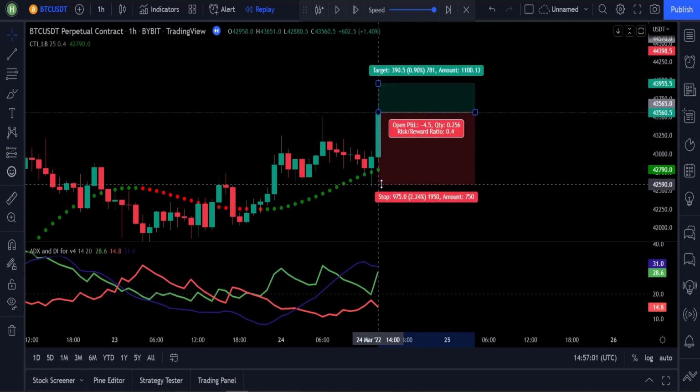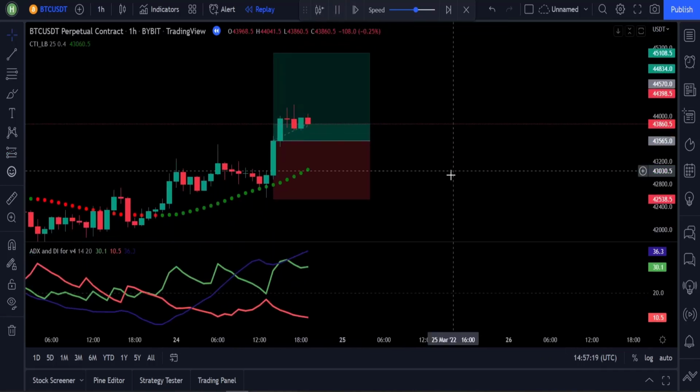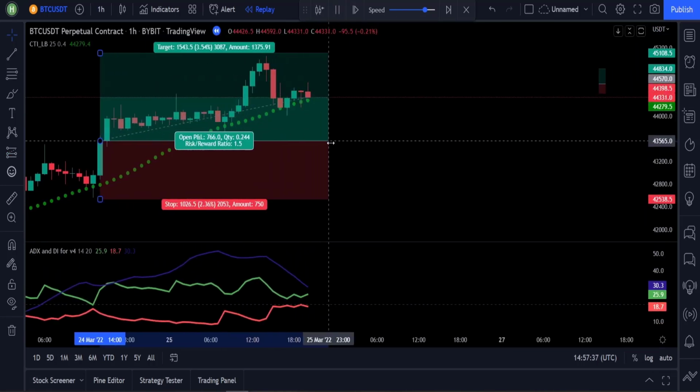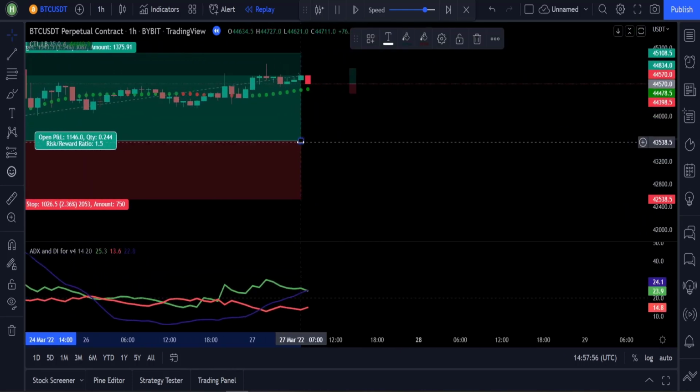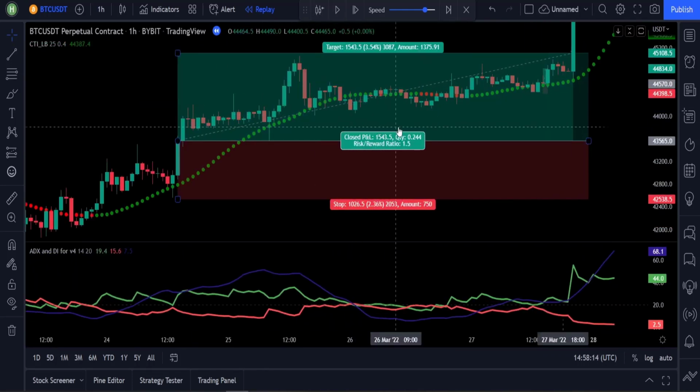So we'll enter this trade and keep our stop loss at the recent swing low, and keeping the risk to reward ratio 1 to 1.5. We'll hit profit right here.